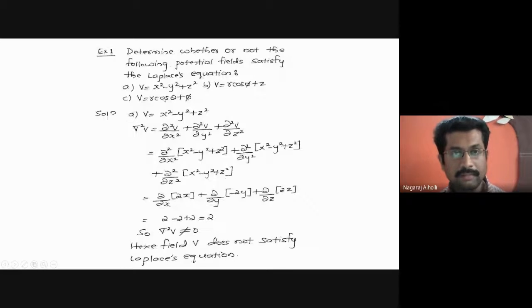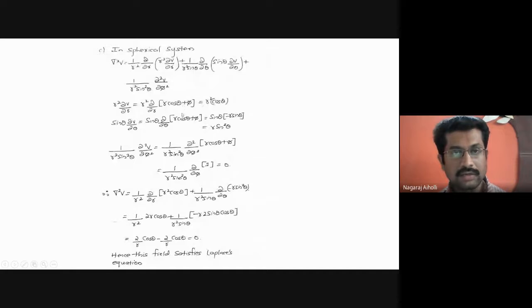Then I am finding the inner terms first. That is R square dou V by dou R. So it is R square into dou by dou R of V. What is the given equation for V, students, here? R cos theta plus phi. Substitute that. Differentiation with respect to R of R cos theta plus phi will be cos theta. Differentiation of phi is 0.